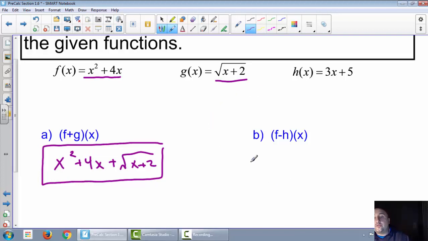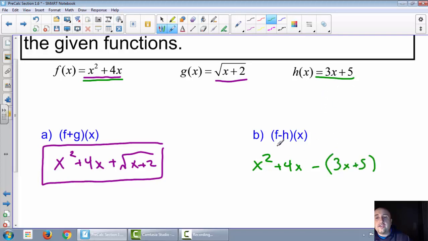All right, second one, there is a little bit more work we can do. Okay, let's do this one in green. So it says take f, which is this one, and subtract h, which is this one. So x squared plus 4x, that's f. And we're going to subtract. Now with subtraction, we're going to use some parentheses because we're going to have to distribute this negative. So 3x plus 5 is my h. So that's what I'm going to put in the parentheses.